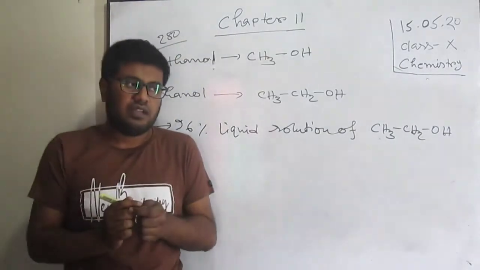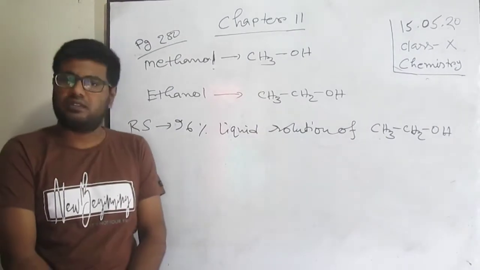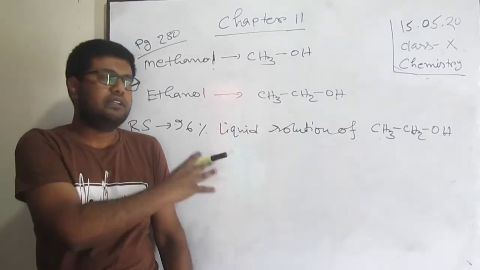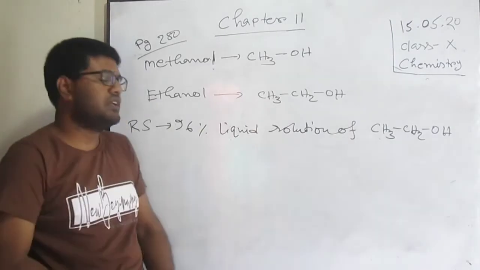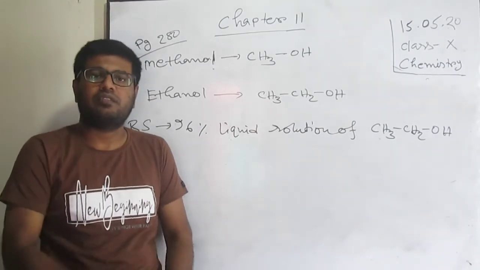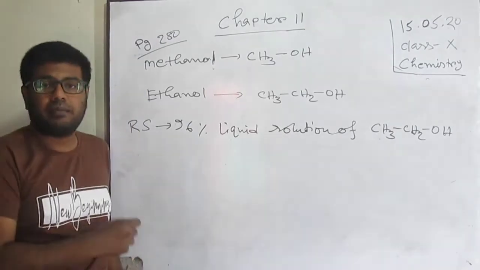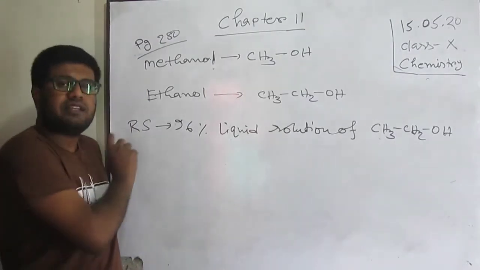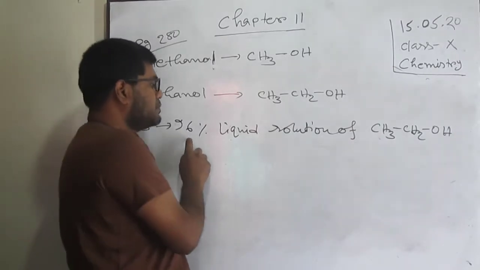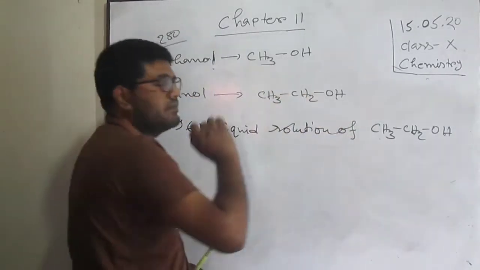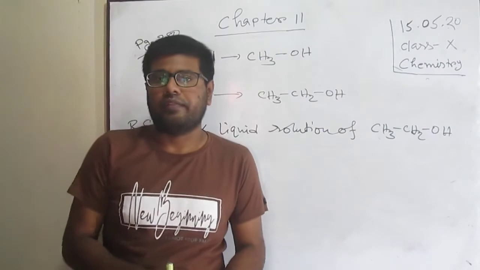Rectified spirit. This is obviously not drinkable. Obviously, we shouldn't drink it. This is used for different purposes as a solvent, as a chemical substance. So we have to memorize its definition. What is rectified spirit? It is a 96% aqueous solution of ethanol. Okay.